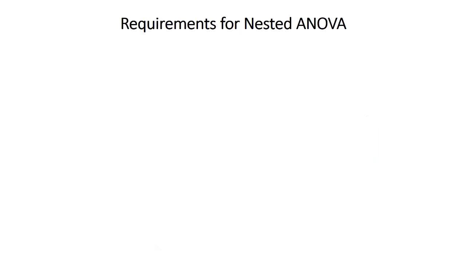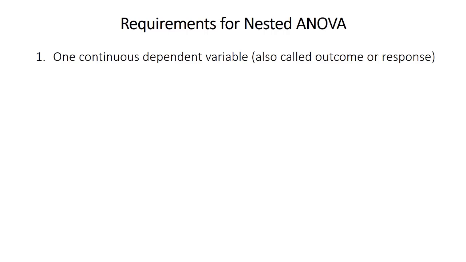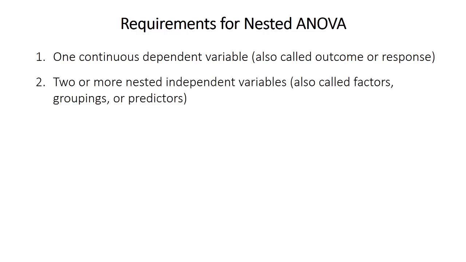So what are the requirements for nested ANOVA? What are the assumptions that this test is using that we have to make sure our data meet? Well, first you're going to need one continuous dependent variable, also called the outcome or the response. Your question really is, does this variable differ significantly among the groups? This is what you have in all ANOVAs. You also need 2 or more independent variables, but in this case they have to be nested. This is the main distinction from factorial ANOVA, where the groups are fully crossed, so all levels occur in all levels. Here, the levels of our subgroups don't occur in all levels of our main groups.